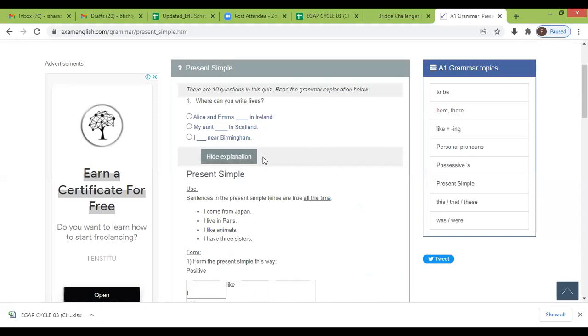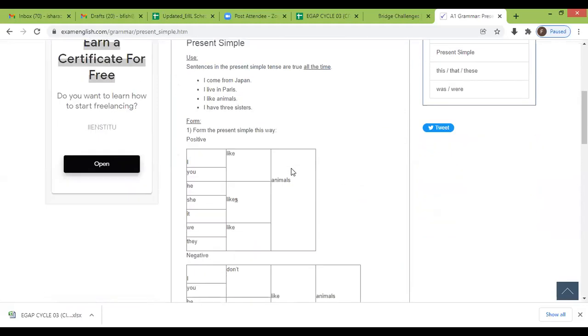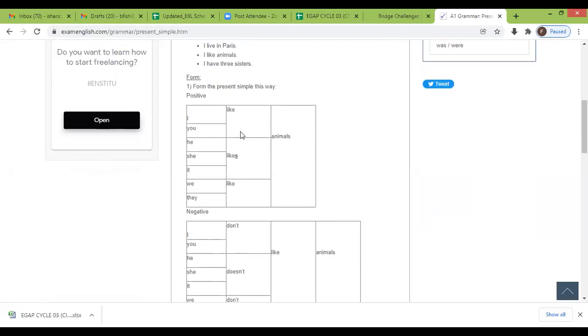So again, if you open the explanation, you have clear, the grid is there, right? And there are sentences given. I come from Japan. I live in Paris. I like animals, right? I have three sisters. So again, you can see for I and you like, he, she, it likes, we, they like.